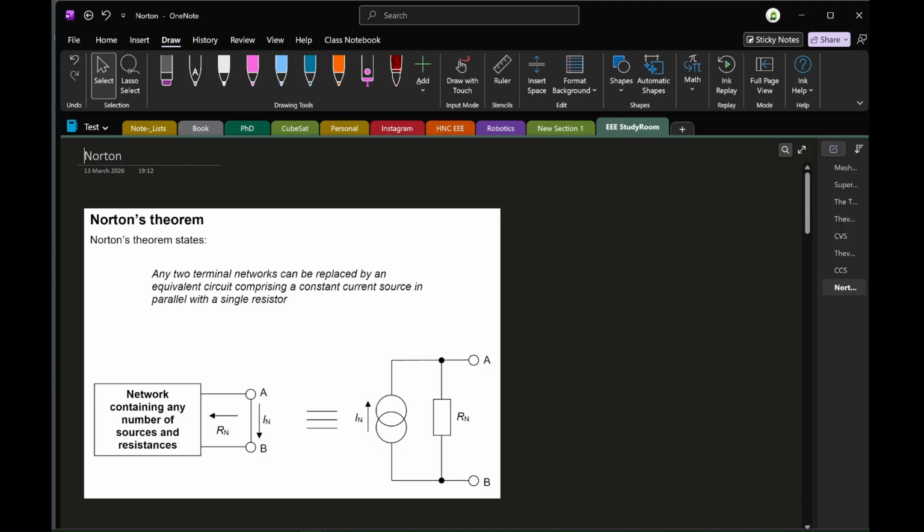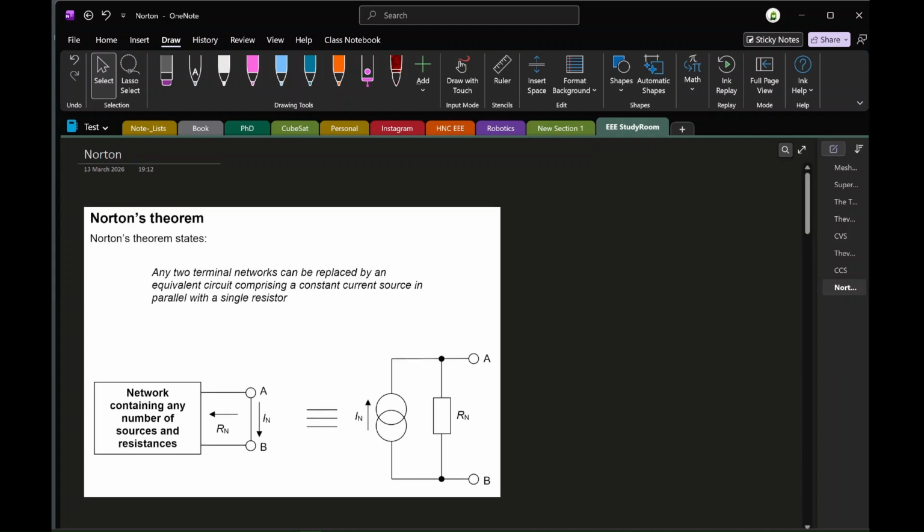The final circuit that I'm going to discuss in this series of network analysis, with networks in resonance and electronic network analysis, is Norton's theorem. Norton's theorem states that any two terminal networks can be replaced by an equivalent circuit comprising a constant current source in parallel with a single resistor.